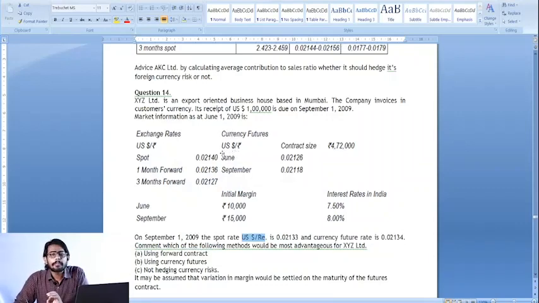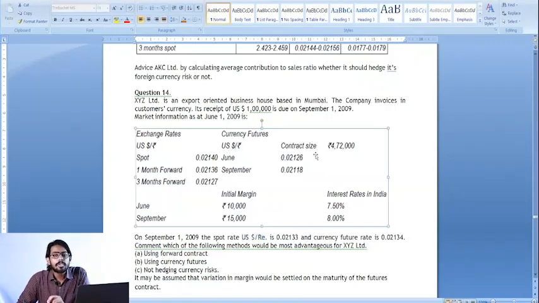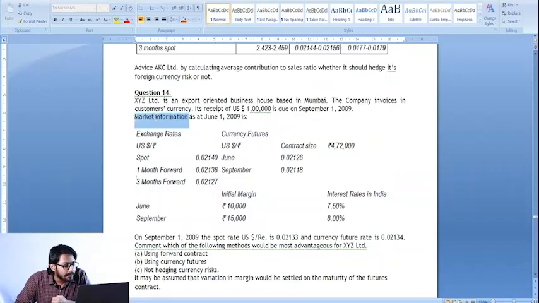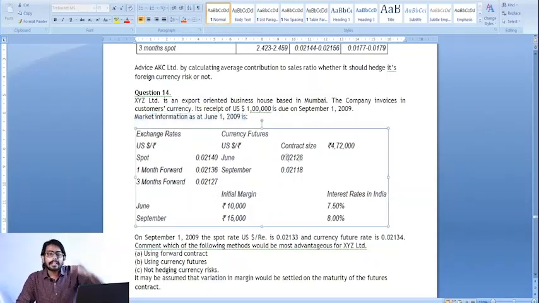Check this out and tell me what is the price of futures today. I get many answers. The most common answer is 0.02126. Today is June 1st. The most common answer that I get in class is 0.02126. Understand very carefully. What is today? Look at the sentence: the heading itself says market information as at June 1, 2009. This entire thing is market information as at June 1, 2009.